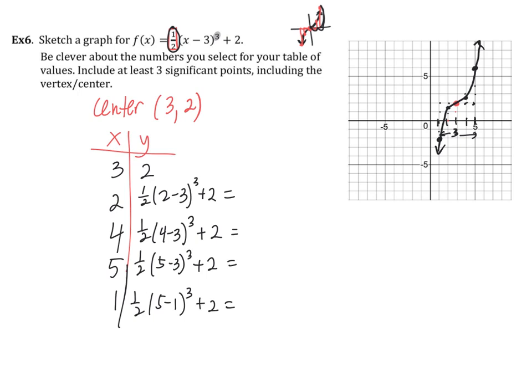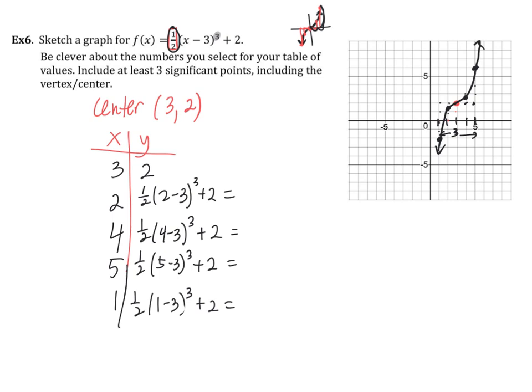1/2 times 5 minus 1 cubed plus 2. Right, so plug them in, see what you get as your result, and then, oops, sorry, I don't know why I put 5 minus 1 here. Whoopsie. Should be 1 minus 3. Get that value, cube it, multiply by 1/2, get your answer. And you will find that they were these exact points over here, right?